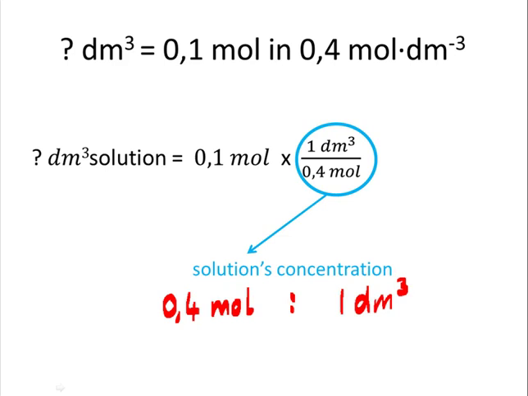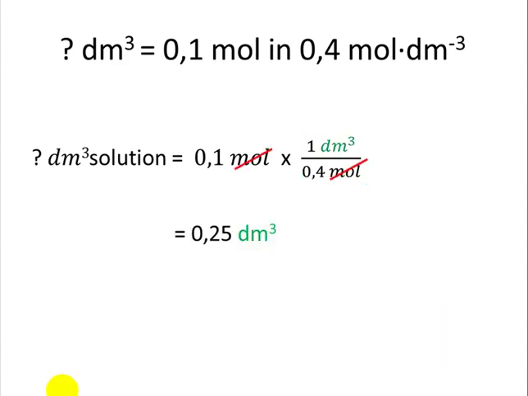And we're then trying to find out, well then, if you only have 0.1 mole, not the whole 0.4 moles, well what is then its volume? And the answer is 0.1 divided by 0.4, which is a quarter, in other words 0.25 decimeters cubed.